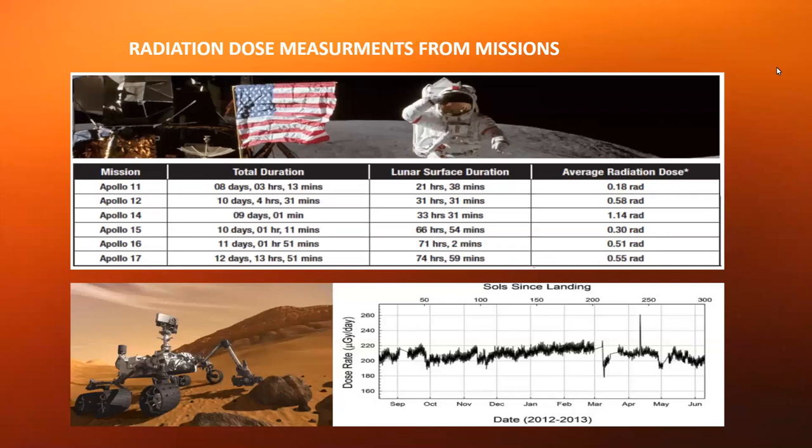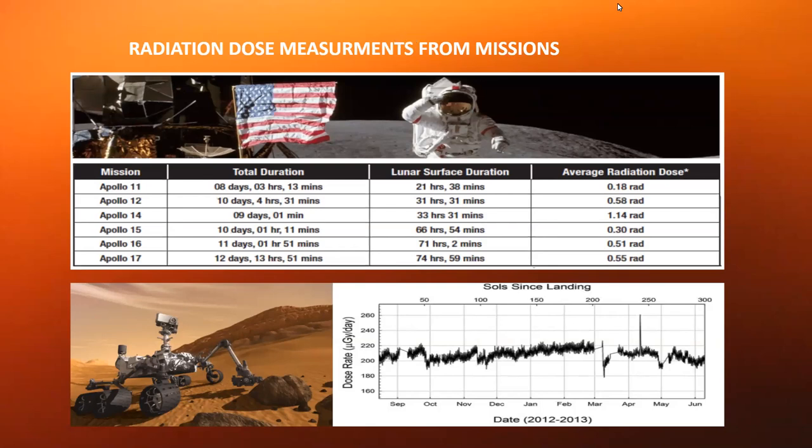So in order to assess the impact of a long-duration mission to Mars, we compiled the data available from several missions, including Apollo, Curiosity, and the International Space Station. If we look at the Apollo mission, which is the furthest point traveled by humans beyond low Earth orbit, the average radiation dose varied with the time duration. Although the dosage was small and had no harmful impact on astronaut health, there were some biological observations reported.